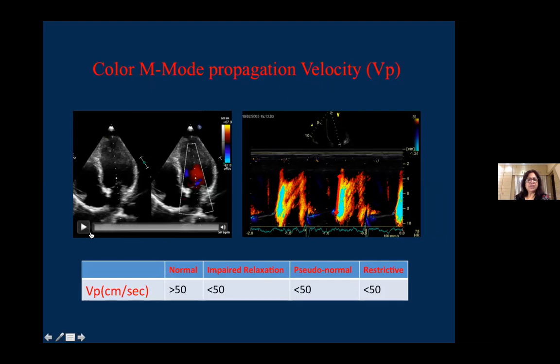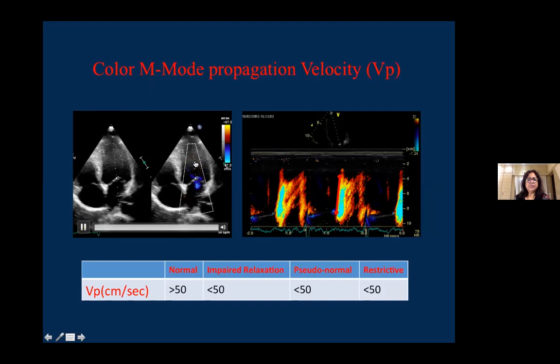You'll have to understand. Now, you see, when the blood moves from the left atrium to the left ventricle, blood is sucked into the ventricle. So normally blood moves very fast from the left ventricular base to the apex. Very fast. Blood is sucked into the ventricle.